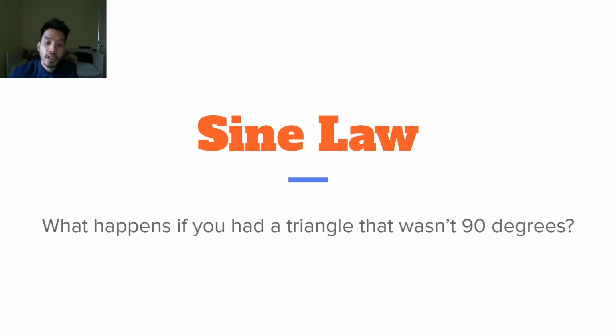What happens if you have a triangle that wasn't 90 degrees? Every lesson before this dealt with triangles that were only 90 degrees. SOHCAHTOA, sine, cosine, and tangent, those primary trig ratios, can only be used for 90-degree triangles. So now we're moving on to the next part. We're going to be introducing something called the sine law, which can be used for triangles that are not 90 degrees. So let's take a look here.